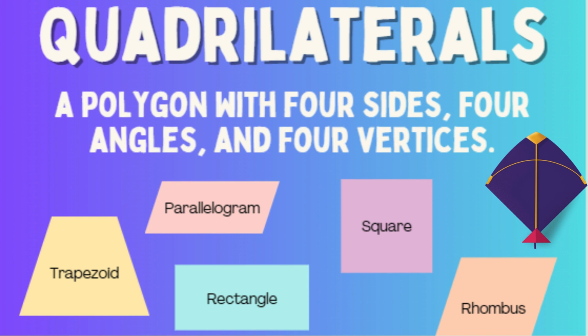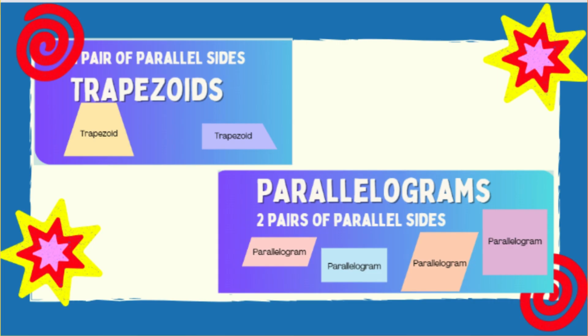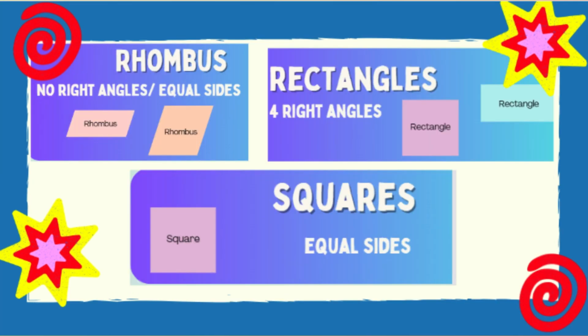A quadrilateral is a polygon with 4 sides, 4 angles and 4 vertices. The different types of quadrilaterals are trapezoid, parallelogram, rectangle, square, rhombus and kite. A trapezoid has one pair of parallel sides, whereas a parallelogram has 2 pairs of parallel sides. A rhombus has all the sides equal but no right angles. A square has all sides equal and it has right angles. Rectangle, opposite sides are equal and all 4 right angles.